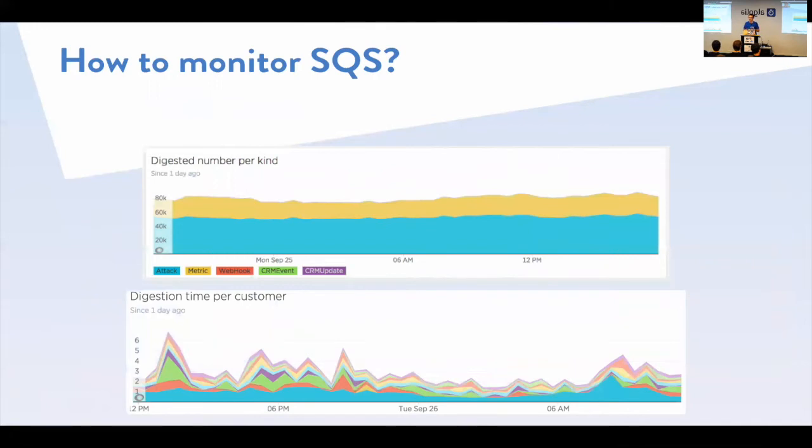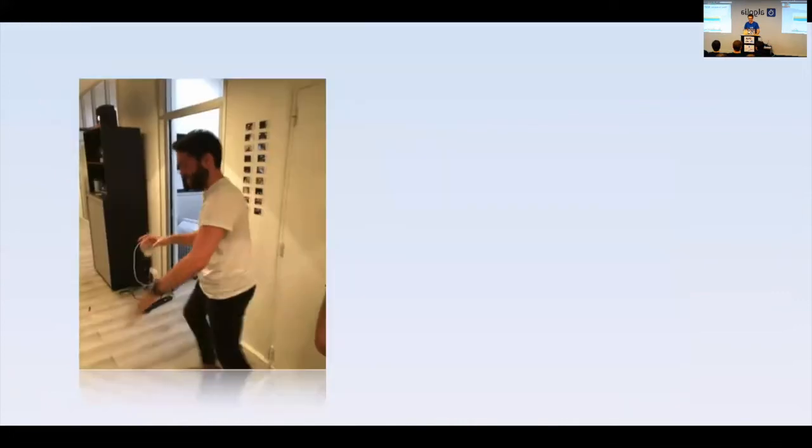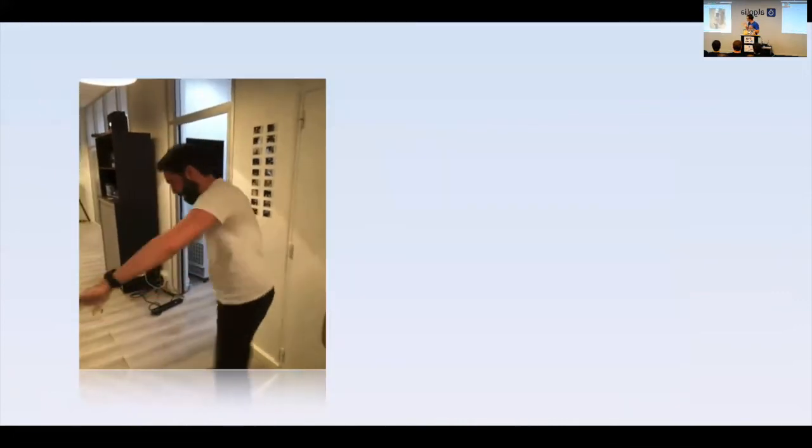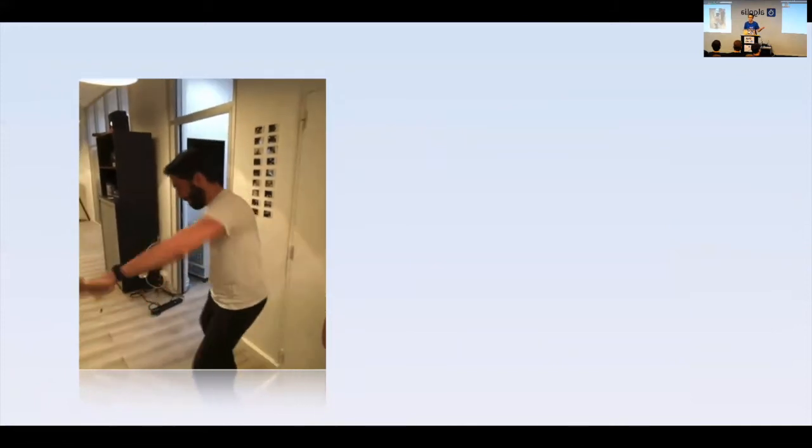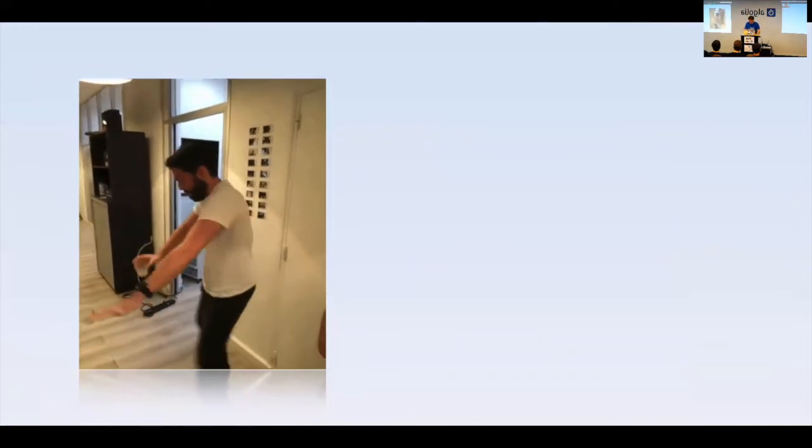So we are able to see how many things we digest, and you can see we are processing a lot of attacks and fewer metrics, and you can also see the digestion time taken per customer. So you can easily analyze if one given customer is giving you a hard time or is using your CPU cluster a lot. So the deploy of SQS was really a good thing. We were very happy about it. And we felt quite happy about ourselves because we handled a bigger customer and it was really smooth. So really good thing.